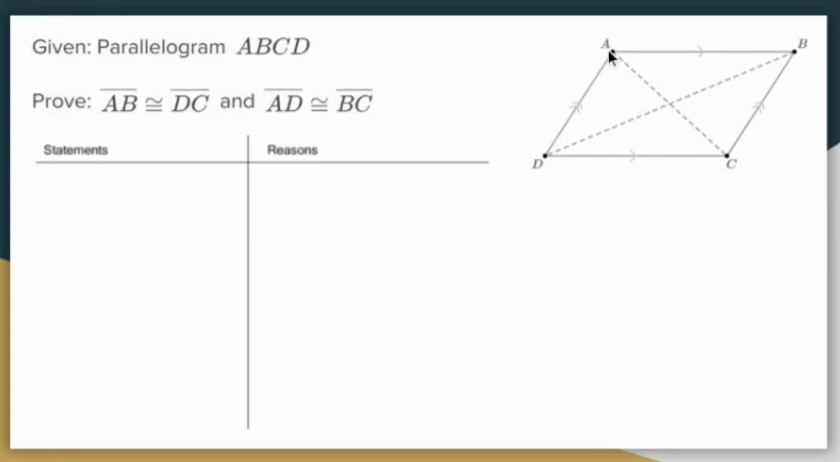Given parallelogram ABCD, I need to prove that AB is congruent to DC, and AD is congruent to BC. This is one of those types of proofs where you want to look at this and say, well, isn't that the definition of parallelogram? So it's like a two-stepper? No, this is one of those things where we are trying to prove a theorem, and the theorem is parallelograms have opposite sides that are congruent.